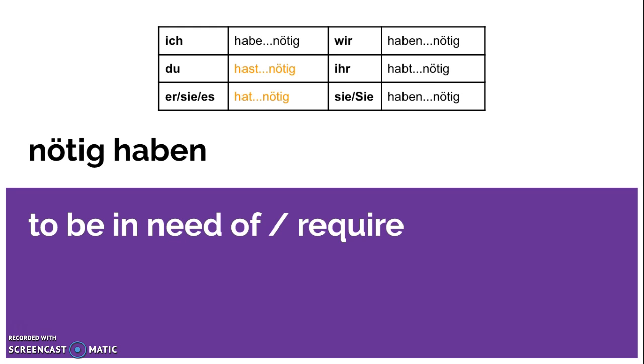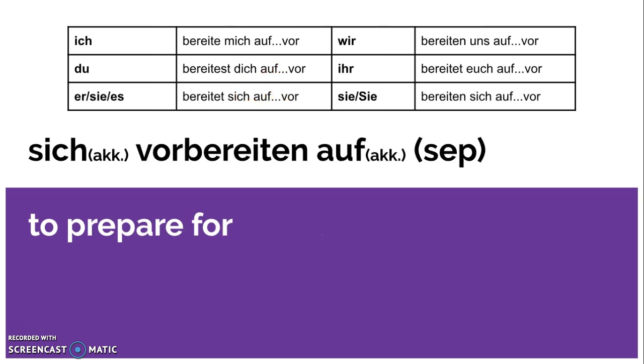Nötig haben. This is a verb phrase meaning to be in need of or to require. Whatever you're requiring would go in between the verb and nötig. You guys should know how to conjugate haben, but if not, there it is. Make sure that you don't forget it.